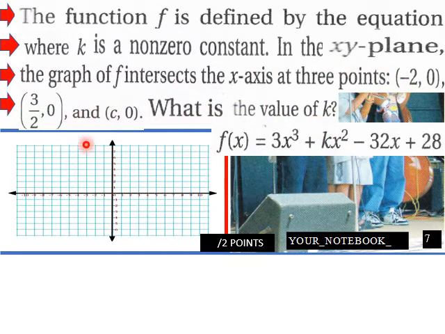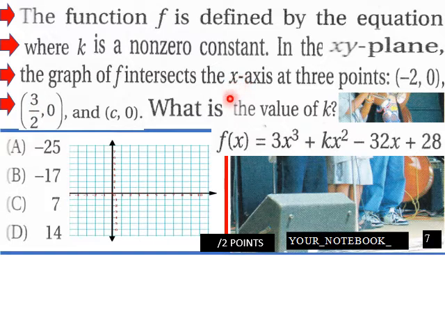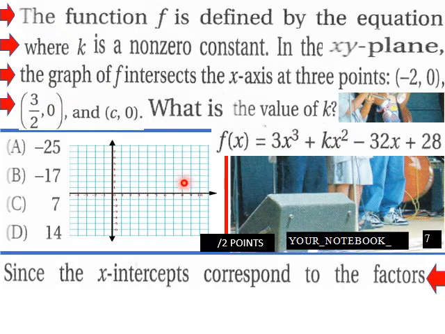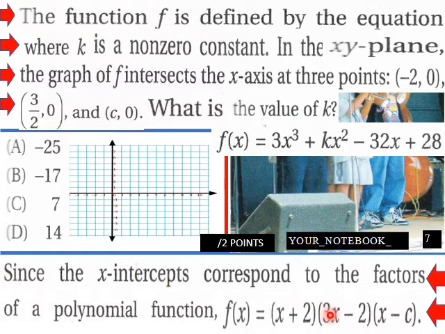So we have 3 zeros here. We have 2 zeros here: negative 2, 0 and 3 over 2, 0. And then here are our choices for k. So knowing that the x-intercepts correspond to the factors of a polynomial function, we know that it is x plus 2, 3x minus 2, and x minus c. So these would be the factors of this polynomial.